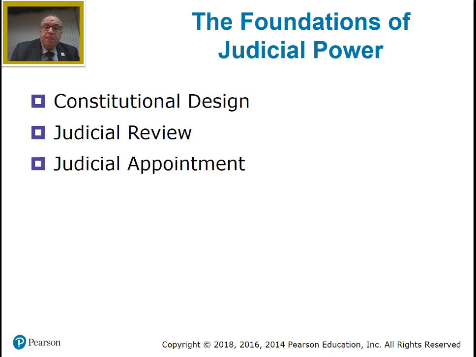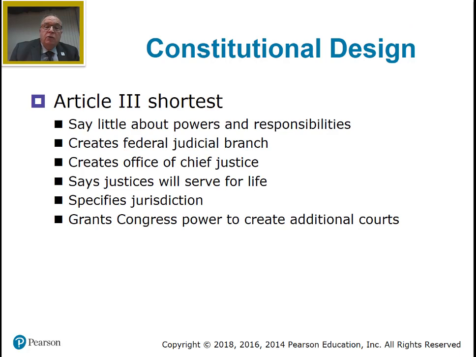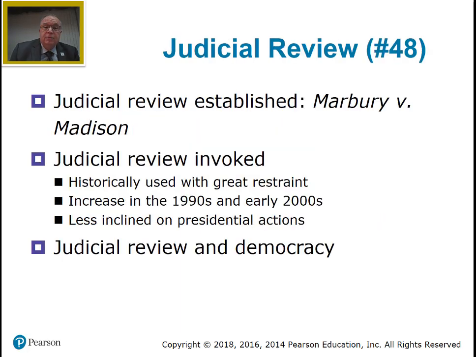So we're going to look at first the constitutional design for the court and judicial review, the concept of the review, and how we appoint judges. Article 3 is the shortest of the articles in terms of designing a governmental body. It says very little about powers and responsibilities. It just creates the federal office of the judicial branch. It talks about the chief justices, says they'll serve for life, lays out a little bit of the jurisdiction, which is how do you hear a case, and then Congress filled in many of the details later.